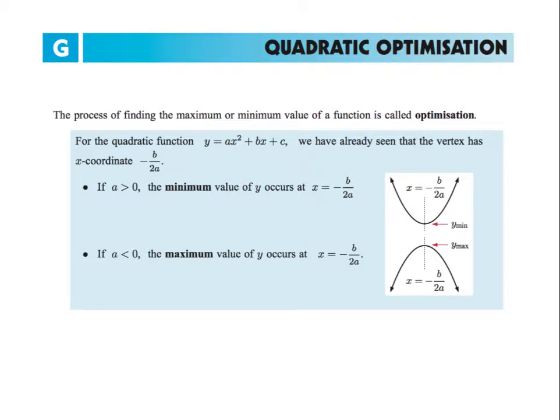Section G, Quadratic Optimization. This is a process of finding the maximum or minimum value of a function. That is what optimization is. So think about what we know about a quadratic. If it's in standard form, we can find the vertex by using opposite of b over 2a.